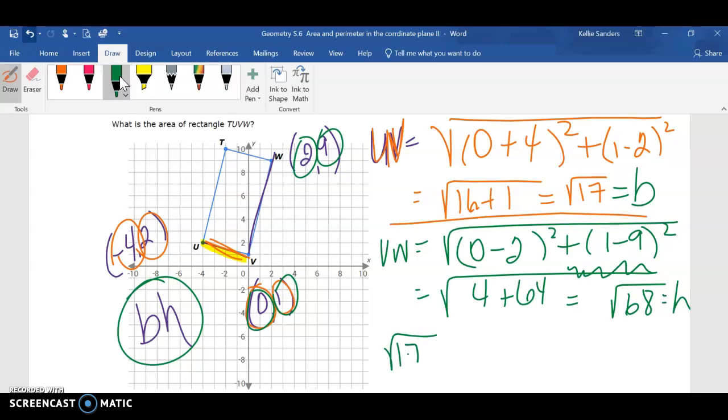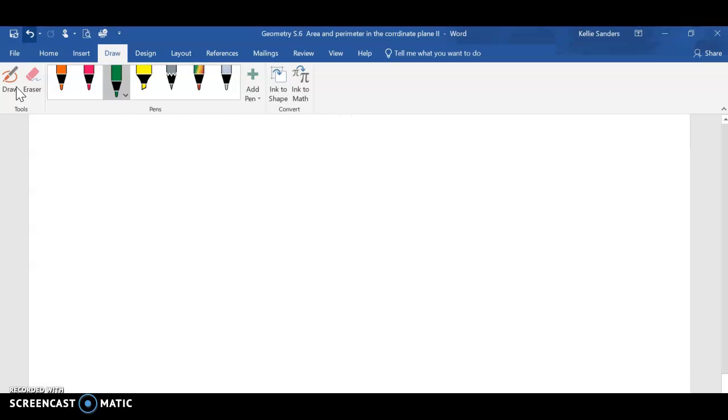So I'm doing the square root of 17 times the square root of 68. And we get 34. Go ahead and grab your calculator and see if you can get that, and if you can't, then let me know. Okay, that's it.